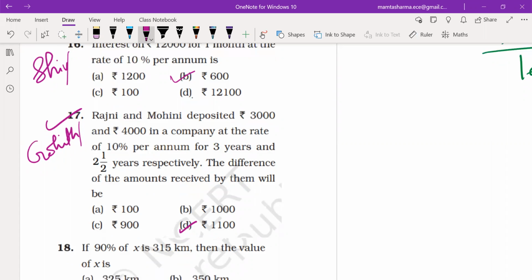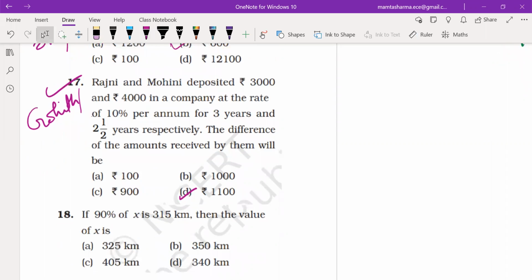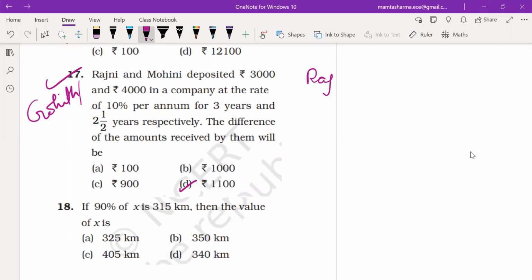Okay. Now we'll do the 17 question. Everyone is having problem. So Rajni and Mohini. There are two persons, Rajni and the other one is Mohini. They deposited 3,000 and 4,000 rupees. Principal amount is 3,000 and 4,000 rupees. Okay. They deposited. This is not the principal amount. This is the deposit amount.